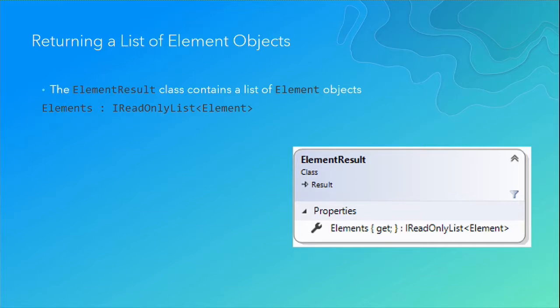We support element results, and an element result returns a list of elements. If you're doing a connected trace, this is going to return a whole bunch of features that are connected to your starting point. Again, it's worth pointing out that in this list of elements, if there are any devices with terminals in your trace results, you're going to get back multiple elements for each of those features.